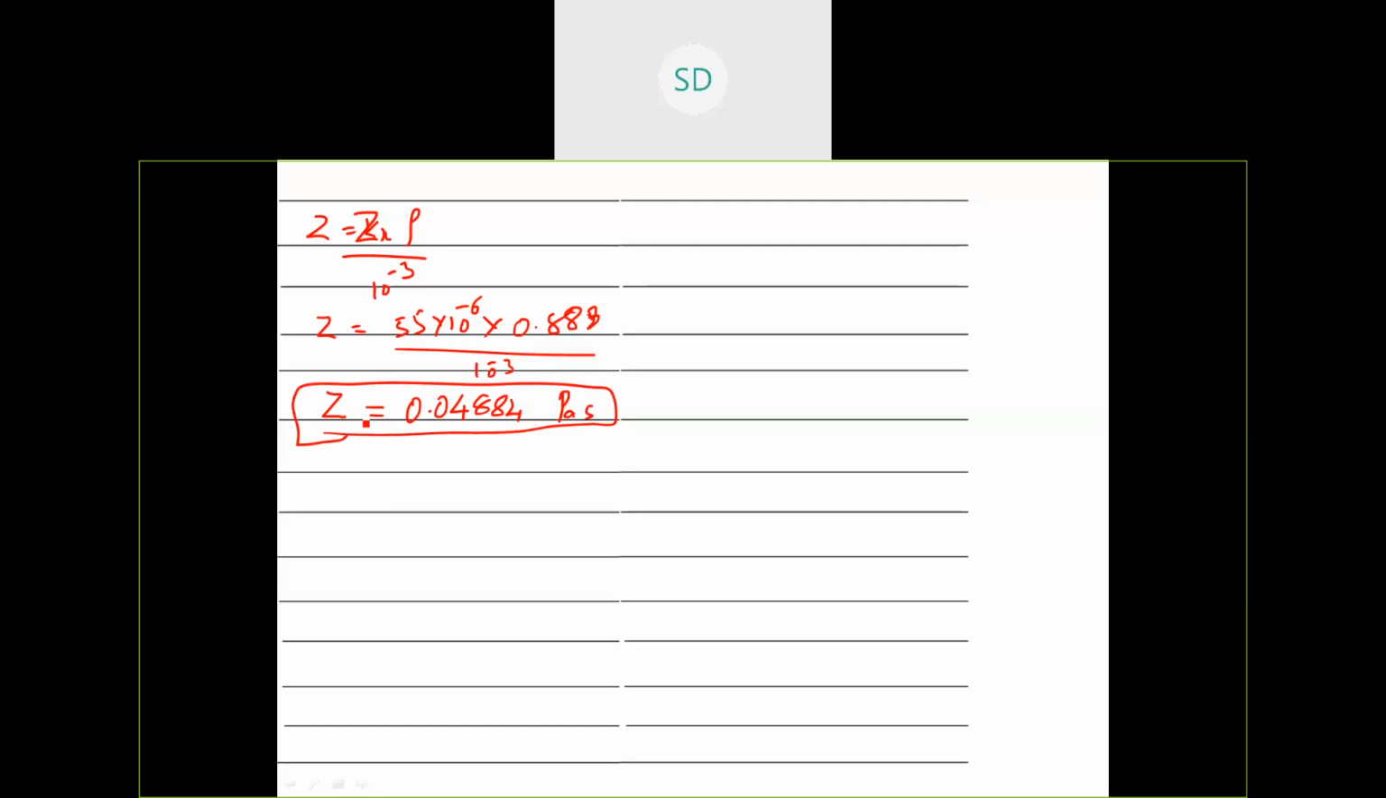Okay, now we got a value of Z. Now let us calculate whether the selected oil is suitable or not. To find that, you need to calculate the bearing modulus based on this calculated absolute viscosity. So what is the bearing modulus here?